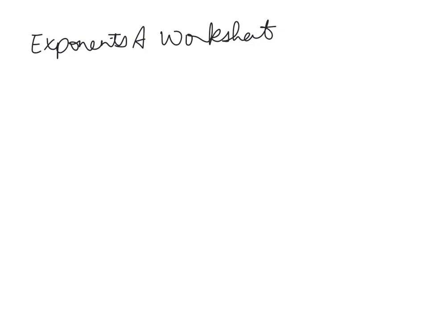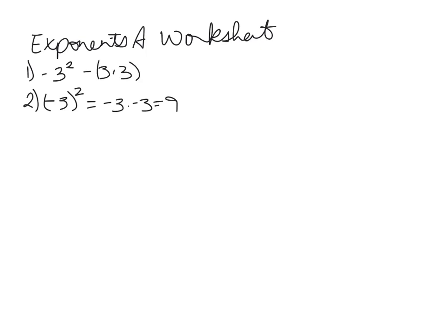So we have number 1, -3 squared, which is different from number 2, -3 in parentheses squared. This is a very important distinction to notice. In number 2, the negative is inside the parentheses, which means -3 times -3, which is +9. In number 1, the negative is not inside parentheses, so that means -3 times 3. The exponent comes before you multiply, which makes it -9.